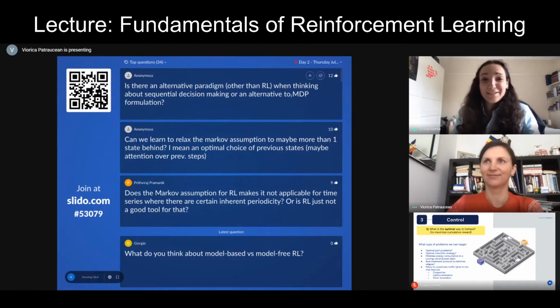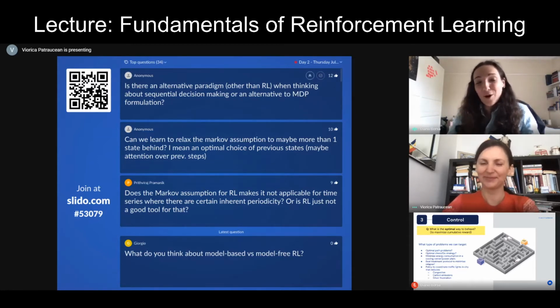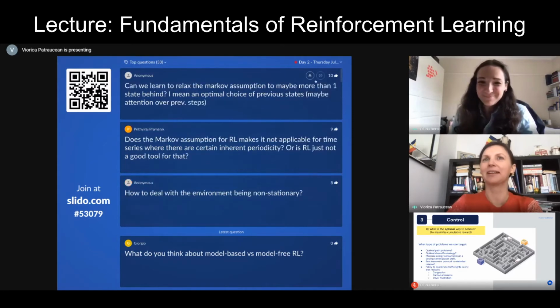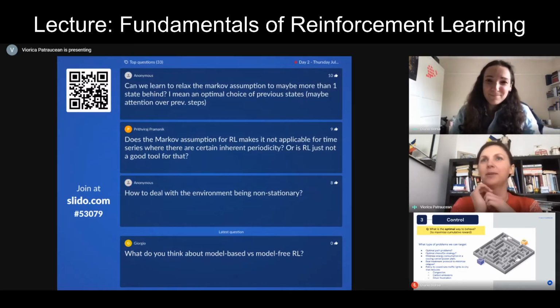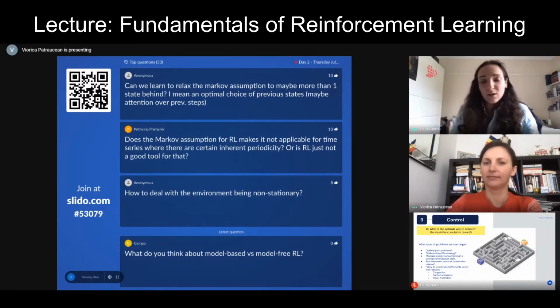If someone can find a better or more broad class of problems where these things have the same properties, that would be awesome. Okay. Can we relax the Markov assumption to maybe more than one state behind, like an optimal choice of previous states, maybe some attention over previous states? Sure. So the Markov assumption is really only saying that there exists a state that is Markov, and the trivial way of doing this is to include all the history. This will always be Markov. It's just not necessarily a very useful representation, but you can include all the history that you think is available or relevant for the decision making, and make the states Markov.